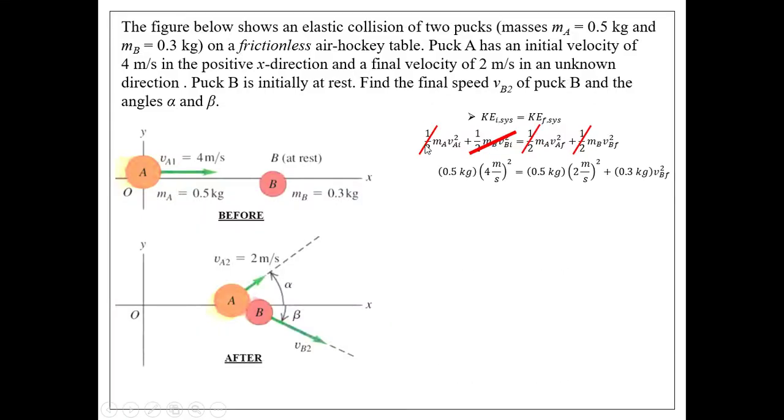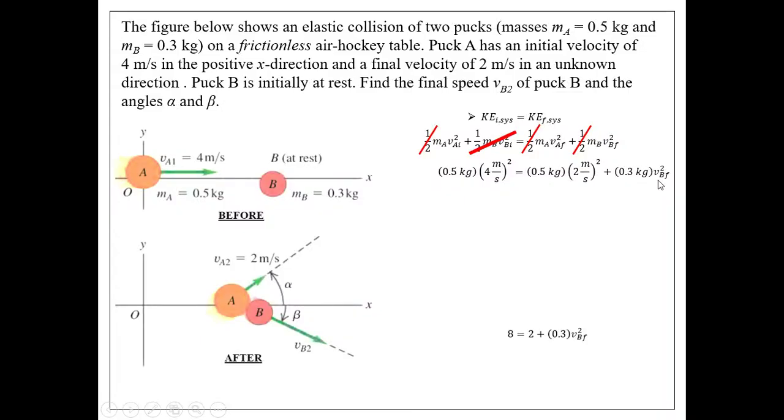Now, on the left, MA is given as 0.5 kilograms in the problem. It had an initial speed of 4 to the right. I'm going to square that. And likewise on the right side, MA once again is 0.5. The final speed of puck A is given as 2 in the diagram. The problem calls it VA2, but I'm just going to call it VAf. I like initial and final. So we're going to square that, plus the kinetic energy of puck B, MB VBf squared, where MB is given as 0.3 kilogram, and VBf squared is what I don't know. That's my only missing term here.